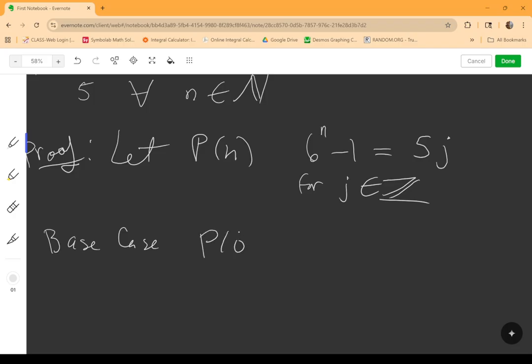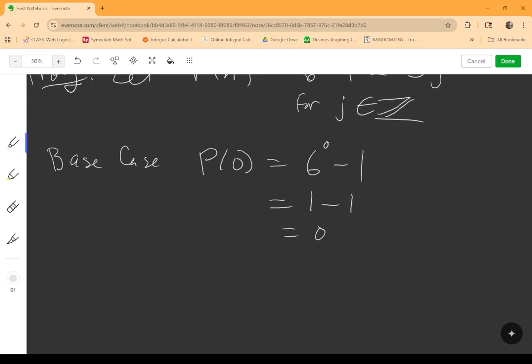P of 0. That equals 6 to the 0 minus 1, which is 1 minus 1, which is equal to 0. But 0 can be written as 0 times 5. So here we have a multiple of 5. So true for the base case.